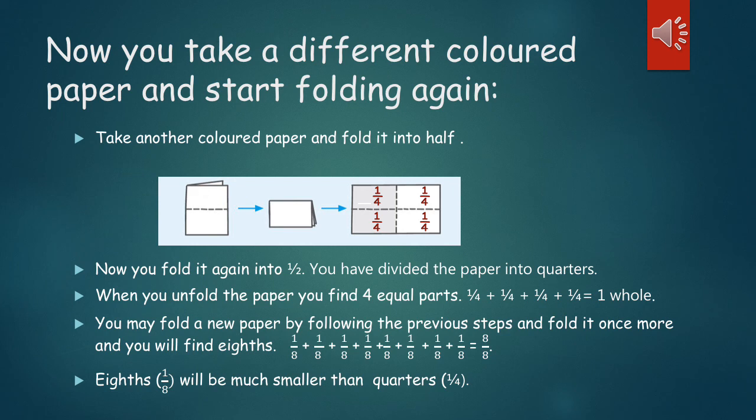You may fold a new paper by following the previous steps and fold it once more, and you will find 8. 1/8 plus 1/8 plus 1/8 plus 1/8 plus 1/8 plus 1/8 plus 1/8 plus 1/8 equal 8/8. And a whole one is always 8/8. Eighths will be much smaller than quarters.